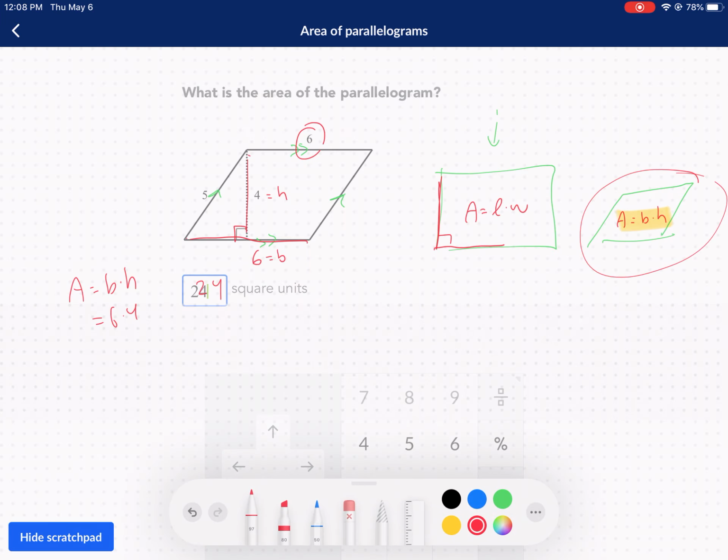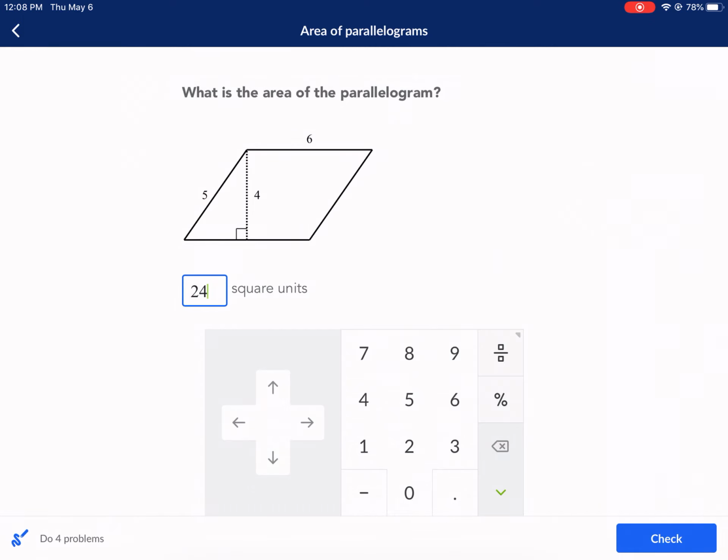Notice how we didn't pick 5. 5 is the trap answer because there's nothing perpendicular to 5. 5 can be a base, just as 6 is a base, but then the height would need to be perpendicular to that, and there isn't a height drawn that's perpendicular to it. So 6 is our base and 4 is our height.